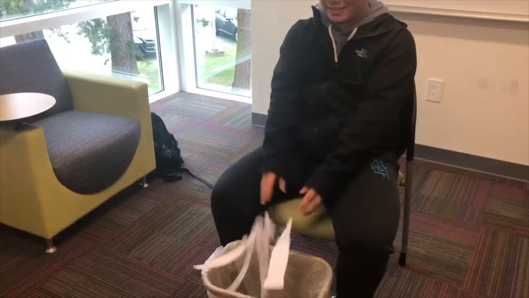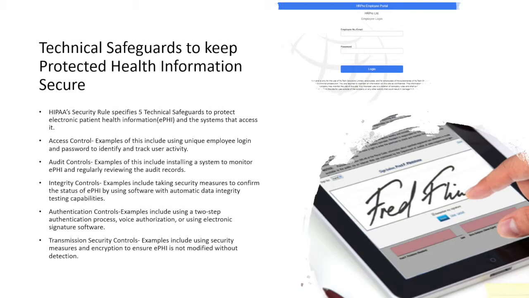When disposing of PHI, you should always be placing your physical documents into shredders or designated receptacles. HIPAA's security rule specifies 5 technical safeguards to protect electronic patient health information and the systems that access it. Access control, creating procedures for how a practice accesses their patient management software and records. Examples of this include using unique employee login and password to identify and track user activity, or setting up automatic log-offs after a specified amount of time.